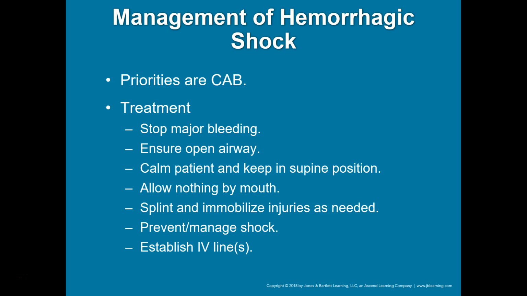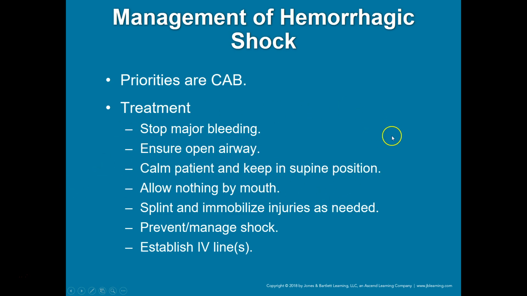So, the management of hemorrhagic shock. This is a big skill to learn. Going back earlier, we talked about CAB. Our priorities are circulation, so stopping our bleeding, then A, our airway, and then B, our breathing. Treatment: stop the major bleeding, very important. Once we get that bleeding stopped and controlled, we can move on to our A, which is our airway. Ensure that the airway is open, calm the patient and keep them supine, nothing by mouth.